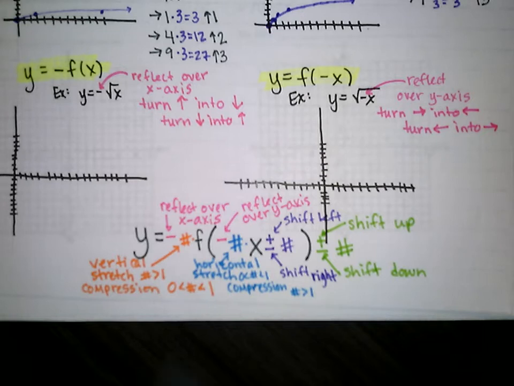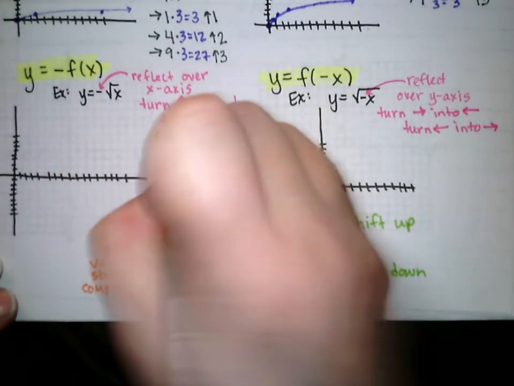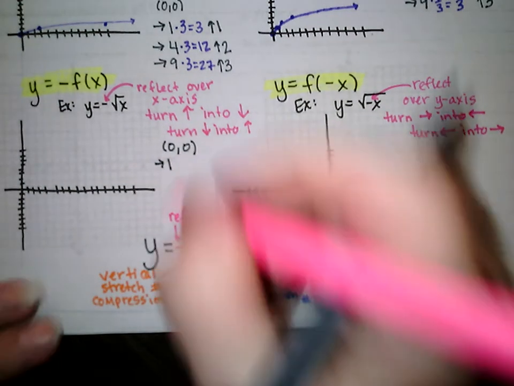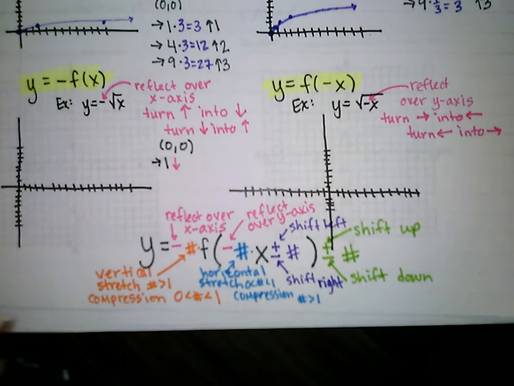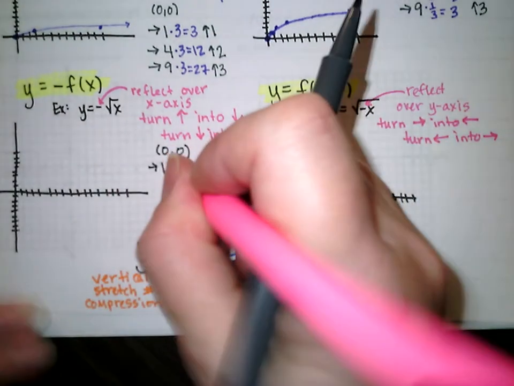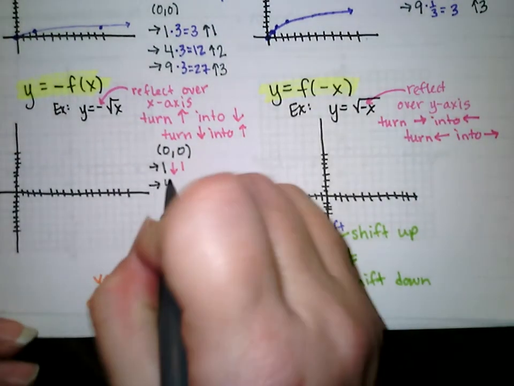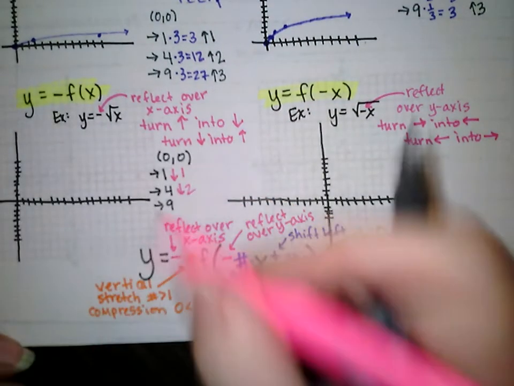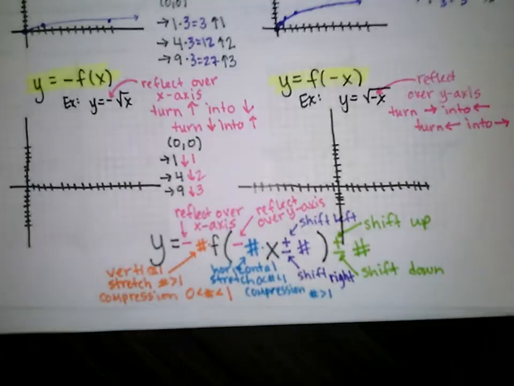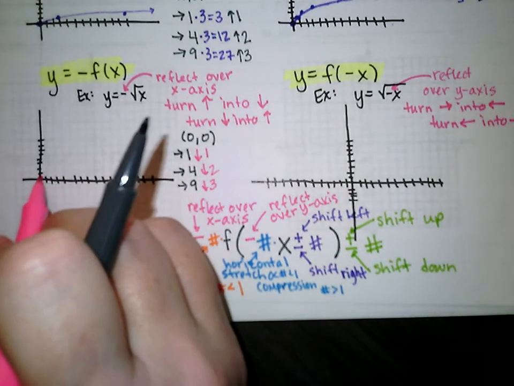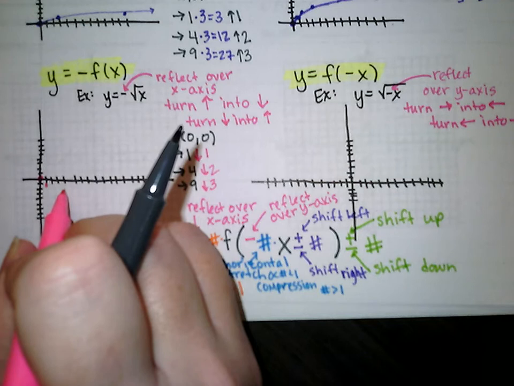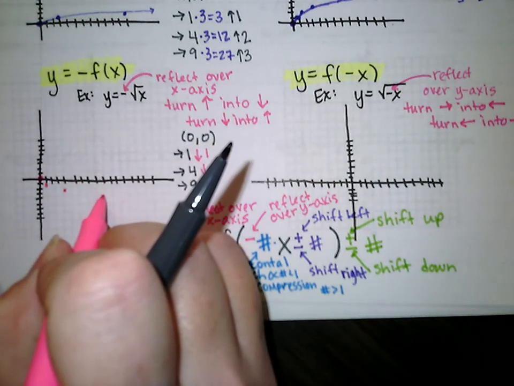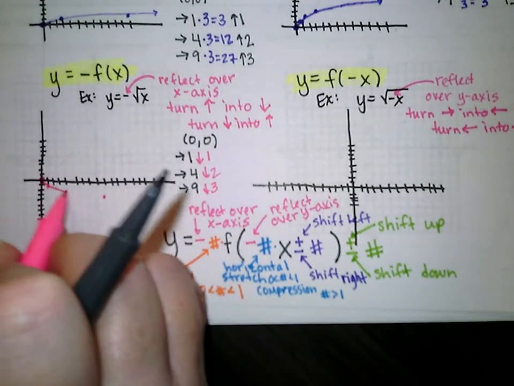It's not going to change our start point, so we're going to still have 0, 0. But now when I go over 1, I'm going to go down 1. And when I go over 4, down 2. Over 9, down 3. So I start from 0, 0, go over 1, down 1, over 4, down 2, and over 9, down 3. So it just looks like an upside down eyebrow.